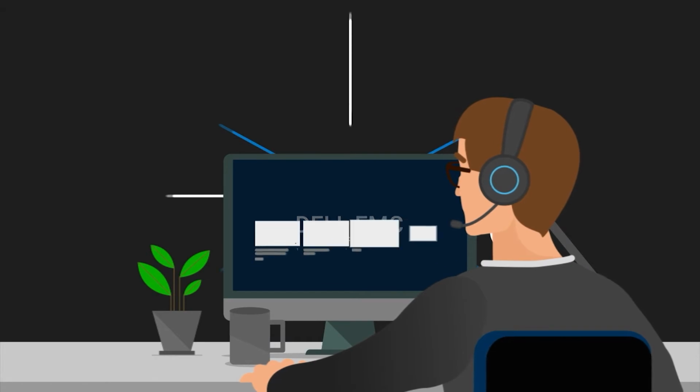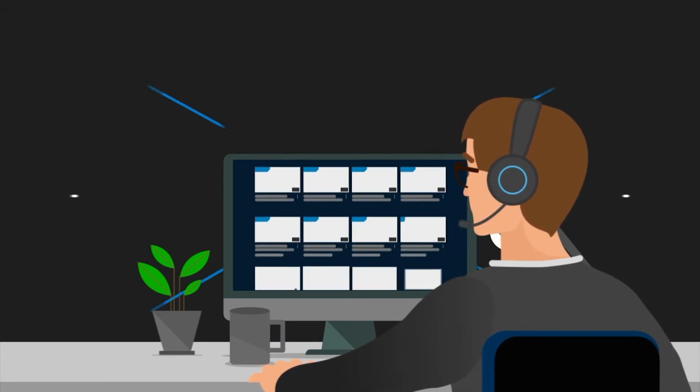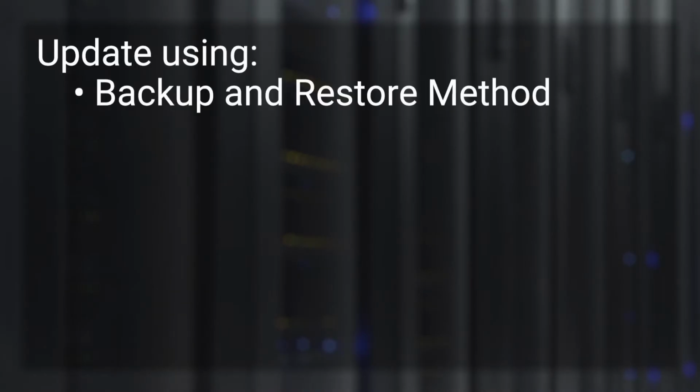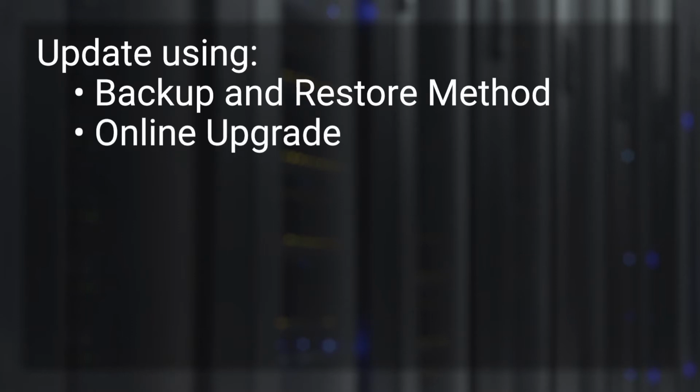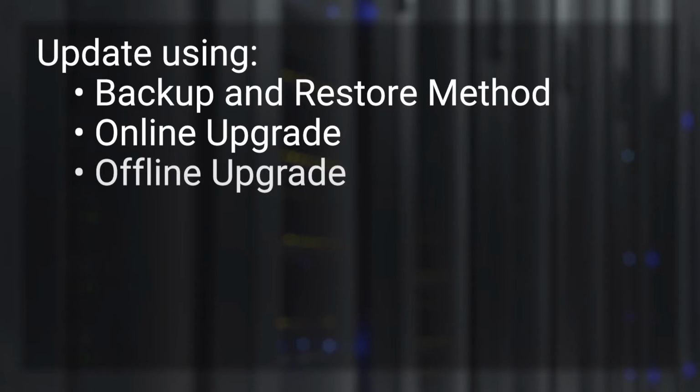Hello, in this video we'll talk about Open Manage Integration for VMware and how to update from one version to the next. There are three different ways to update OMIVV. One is using the backup and restore method. The second way is to do an online upgrade. And the third option is to do an offline upgrade. We will go over each process specifically and then at the end provide an example of one.